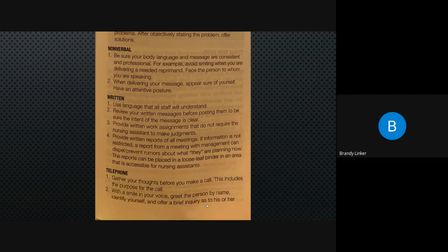Written communication. When you communicate in writing with your staff, make sure to understand that they're not at your level. Make sure to understand that they may be unlicensed, untrained, never been to college, never been to school. Make sure you communicate with them at their level.